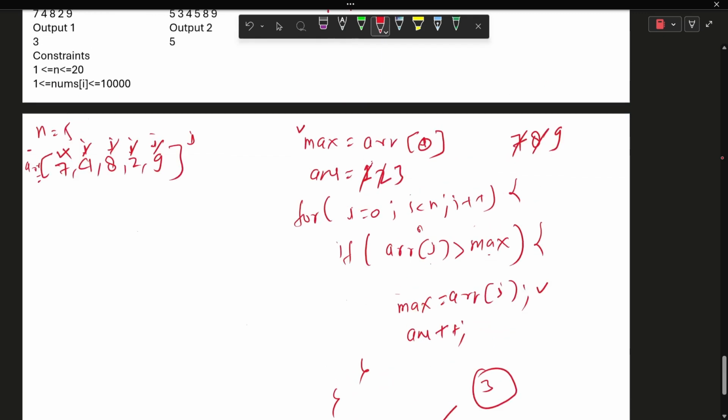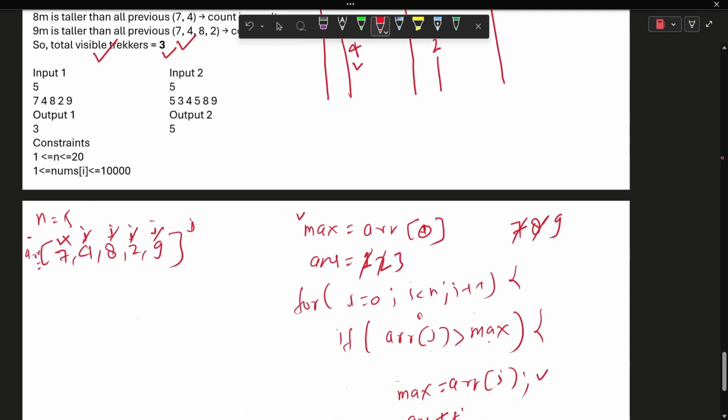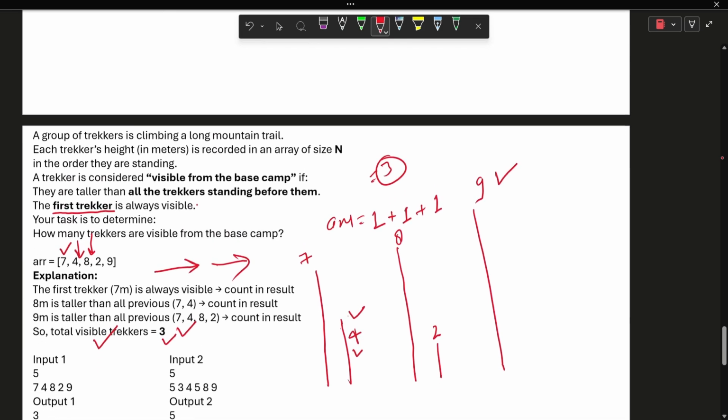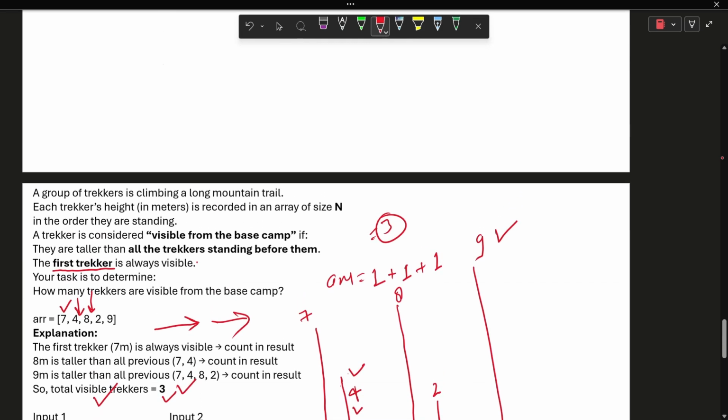That's how you can solve these problems easily. These are previous year problems from September 2025, slot 1 and slot 2 questions.